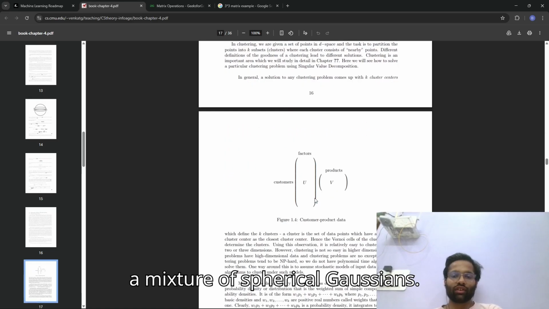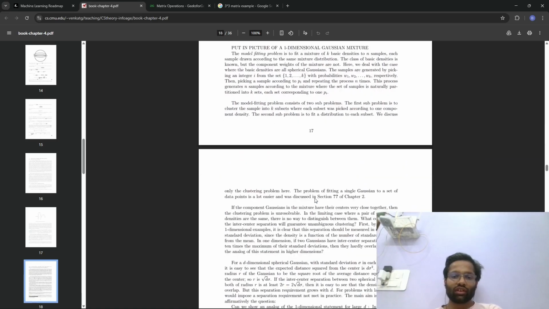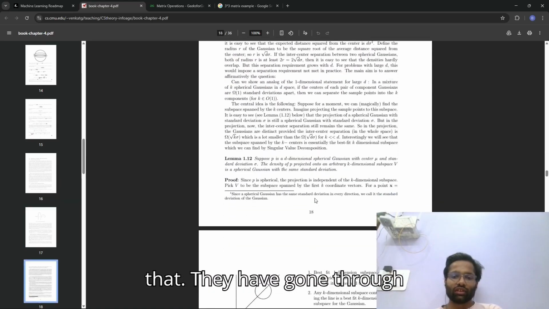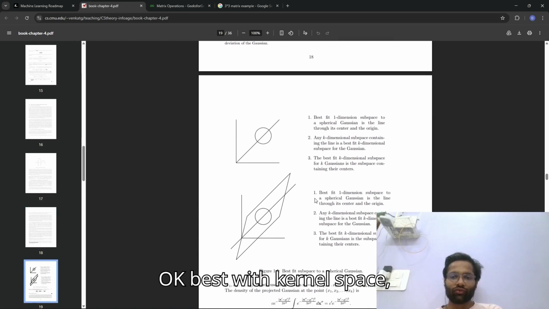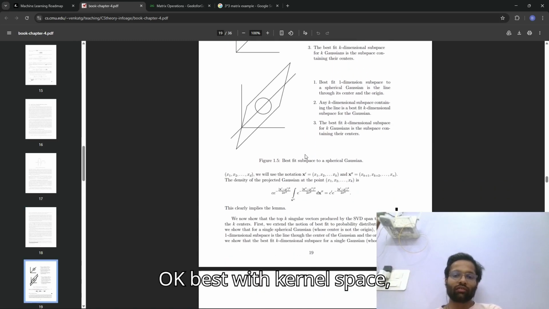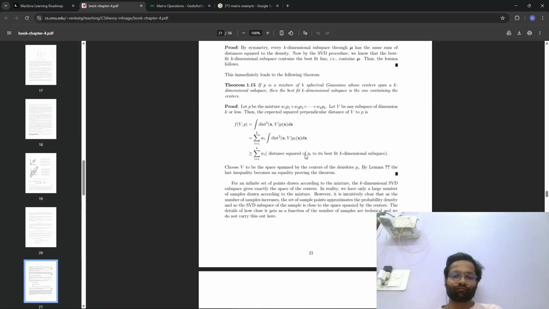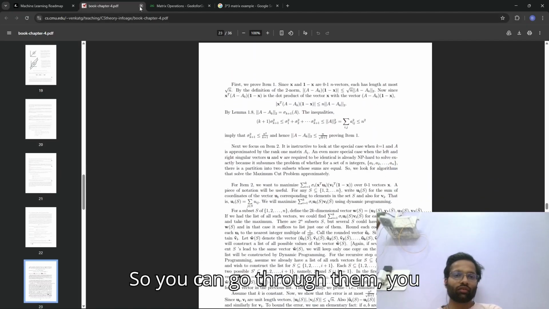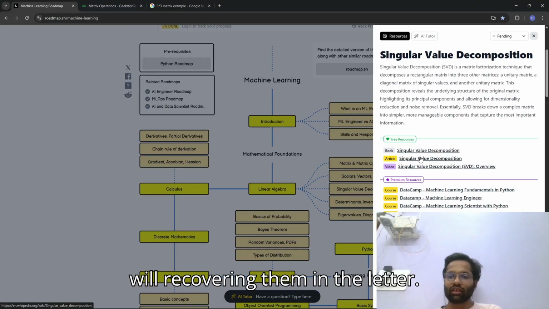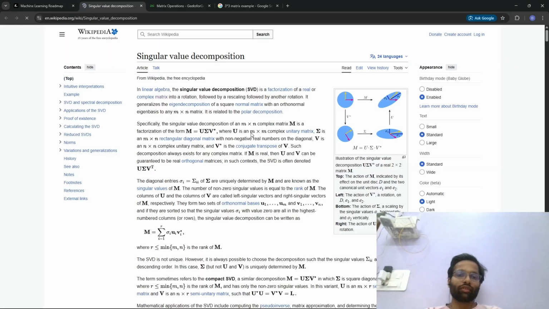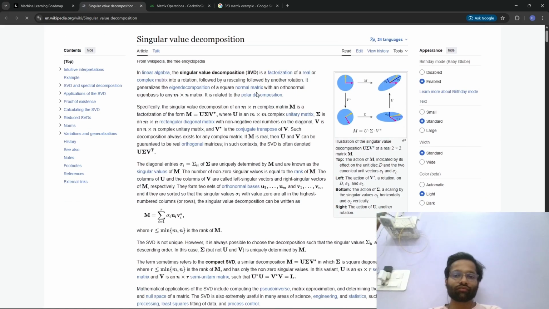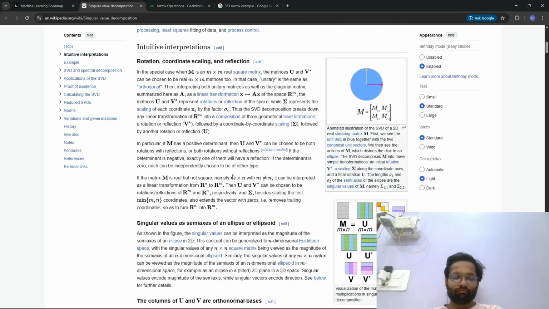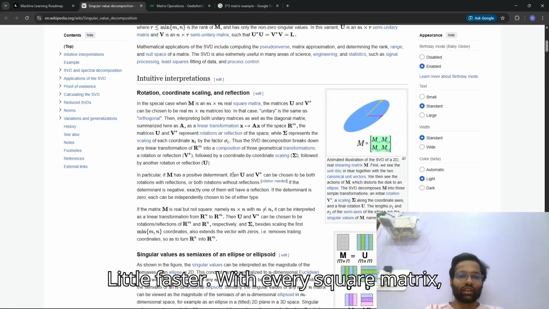Clustering, a mixture of spherical Gaussians, spherical surfaces, Gaussian products, all of that you have gone through. Okay, best fit kernel space, all of that. So you can go through them. We will be covering them in a little faster way.